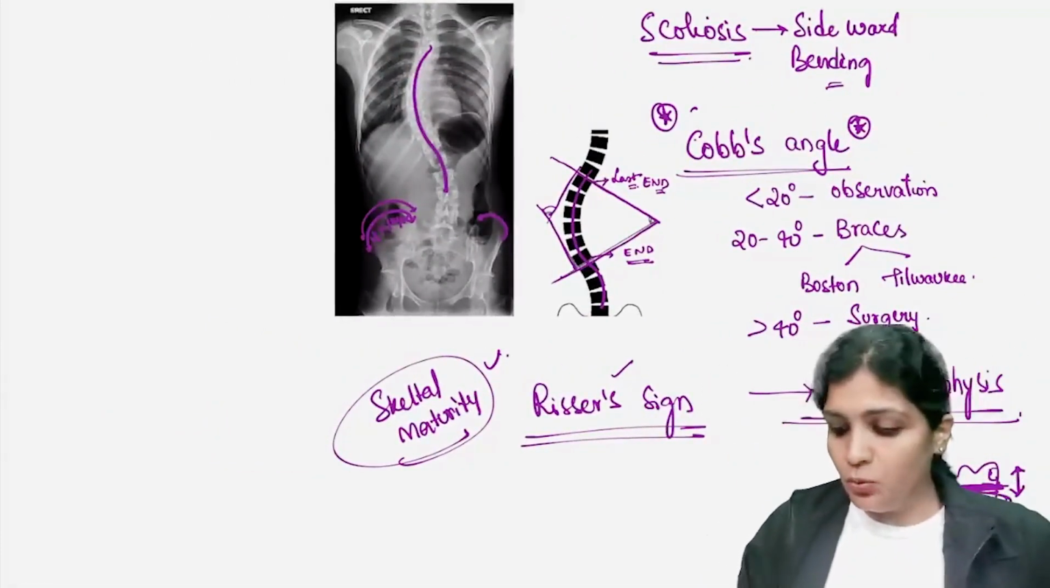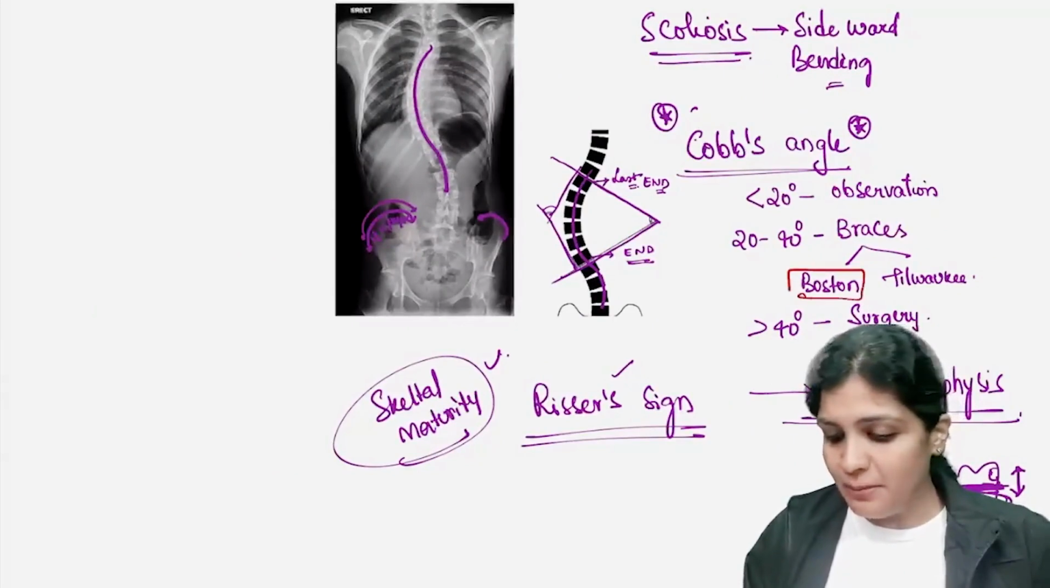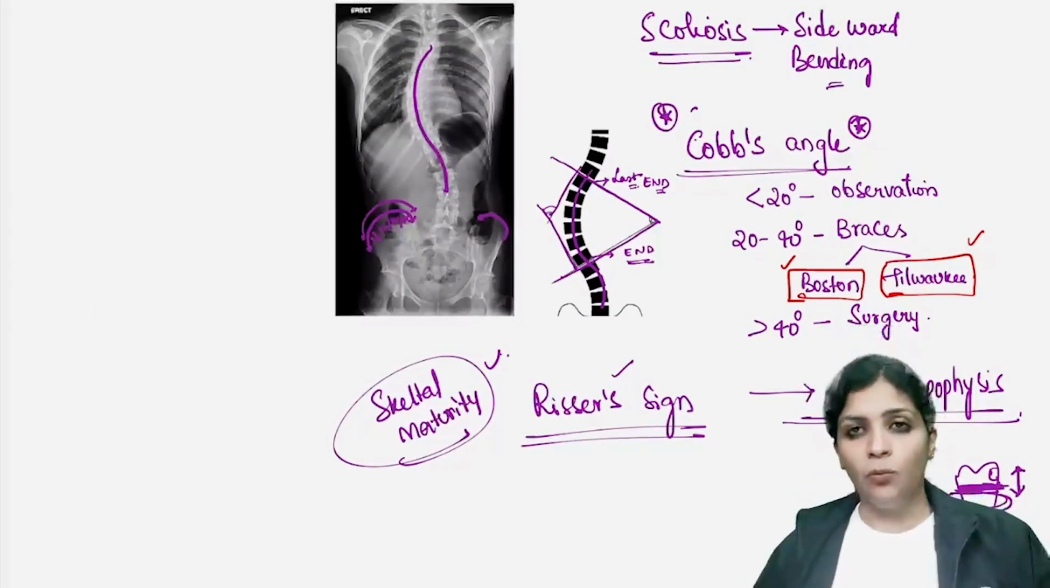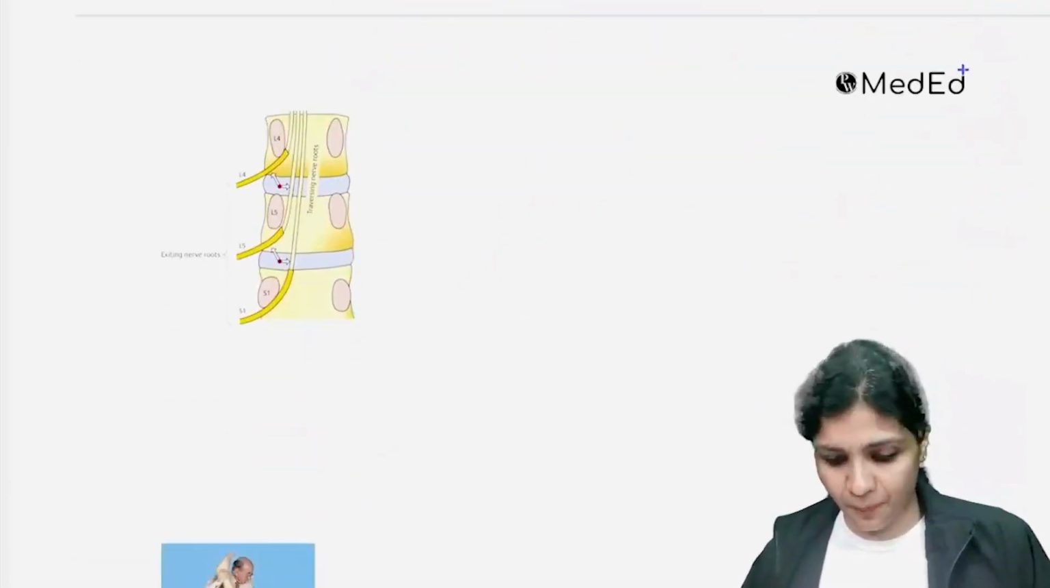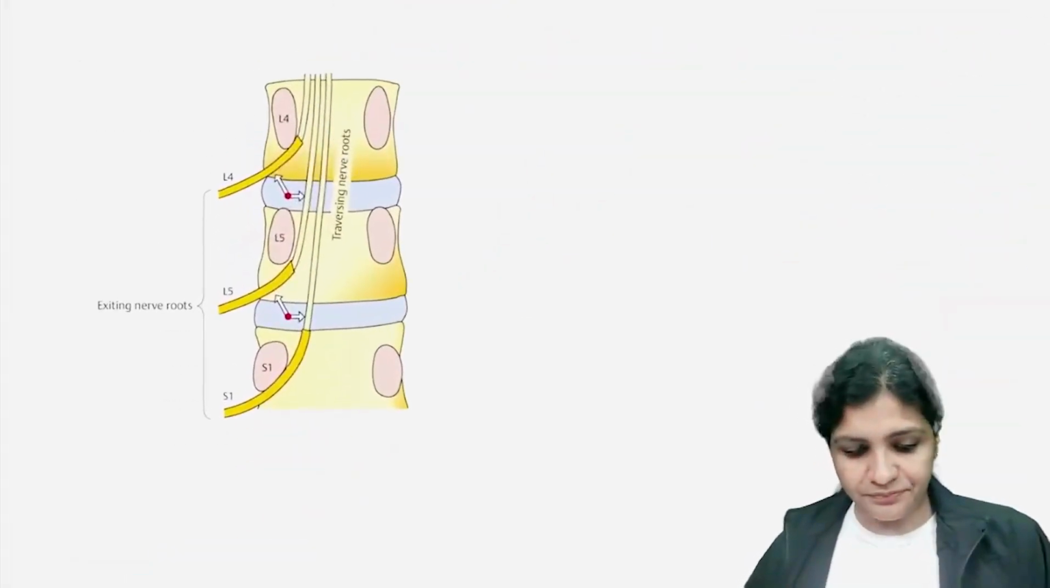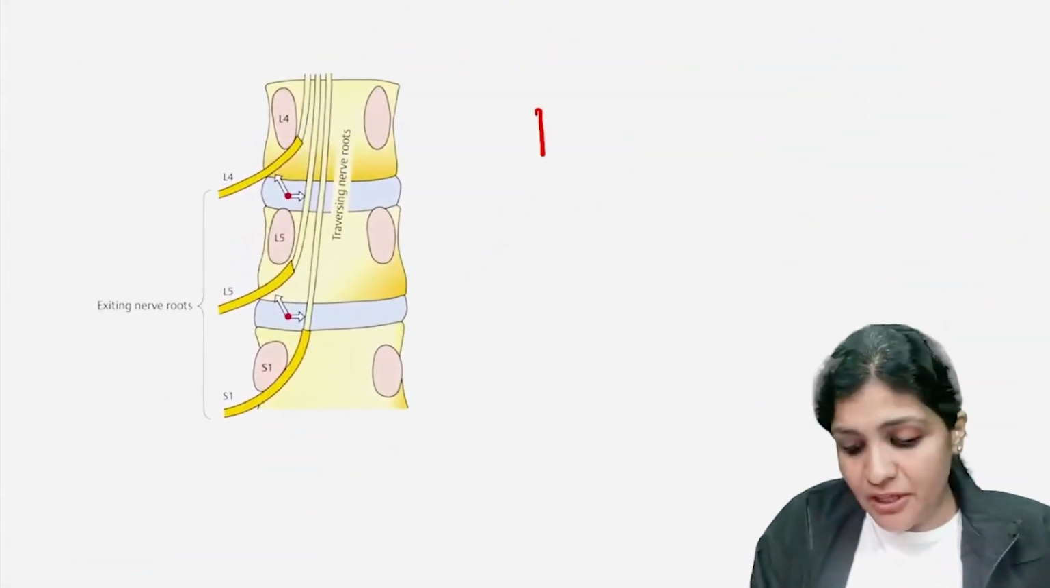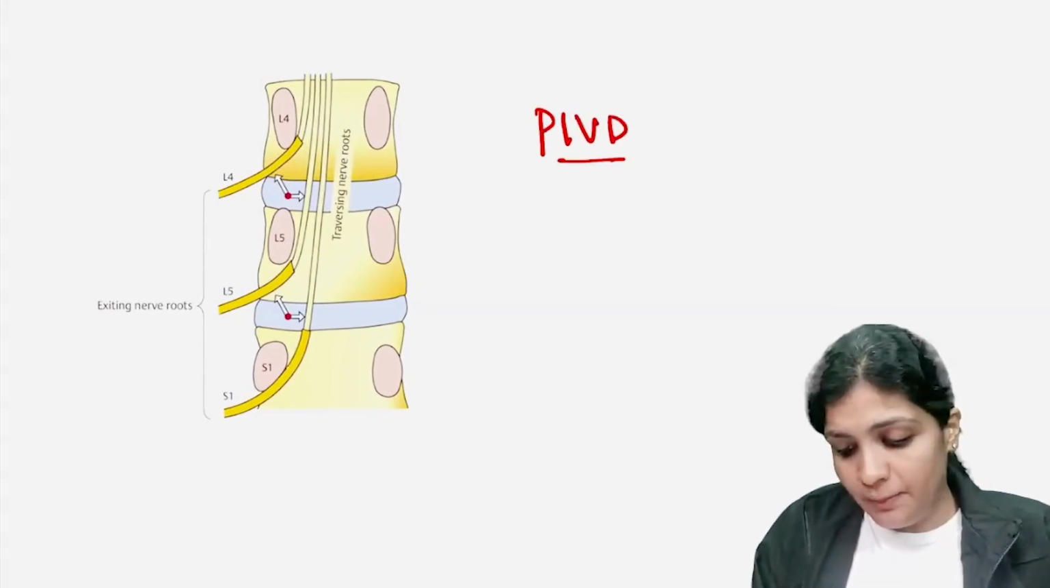You have to remember the two important braces they will ask you as an image based question. One is the Boston brace, the second one is your Milwaukee brace, right? Then what is this? As we have mentioned, the prolapsed intervertebral disc.